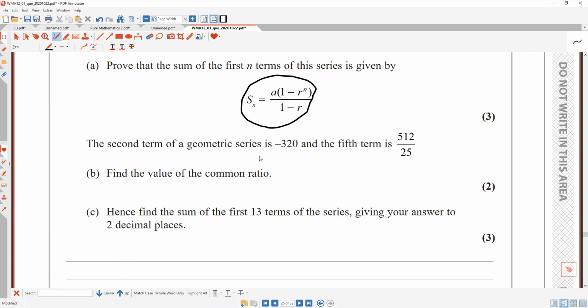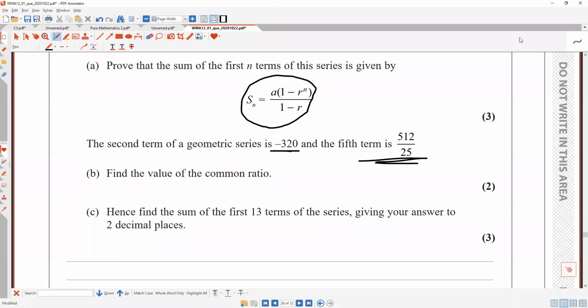Now, the second term of a geometric sequence is minus 320, and the fifth term is also given to you. Find the value of the common ratio. Easy, 2 marks. Try doing this, otherwise I'll be helping you. Basically, you have to make an equation for the second term, which is going to be ar. ar is equal to minus 320. And the fifth term, ar raised to 4, is equal to 512 divided by 25. Find the value of a. Find the value of r.